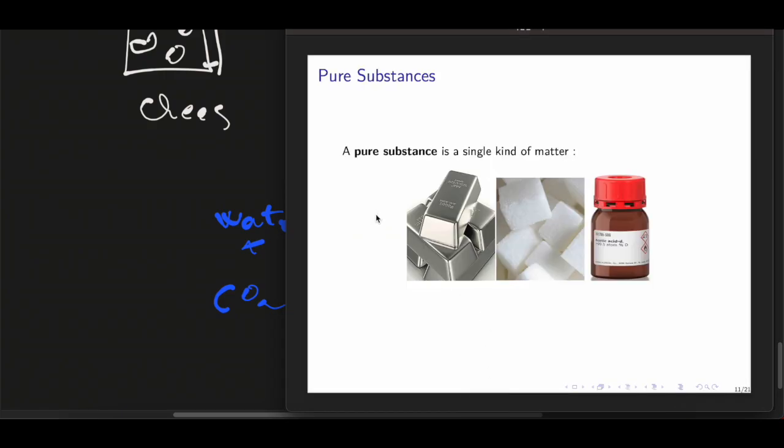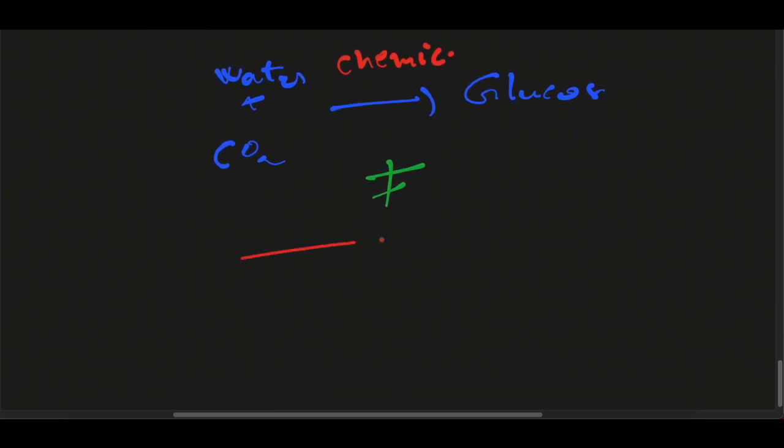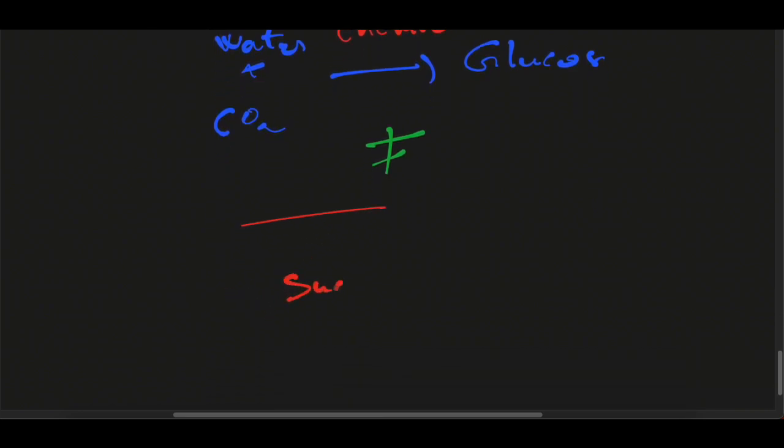Now we are going to talk about pure substances and mixtures. We start first with the pure substances. So what is a pure substance? A pure substance is just a single kind of matter. For example, we have these silver ingots. Here we have a pure substance of silver. Or we have table sugar, which is a pure substance, or we can also call it sucrose. Table sugar is composed mainly of sucrose.